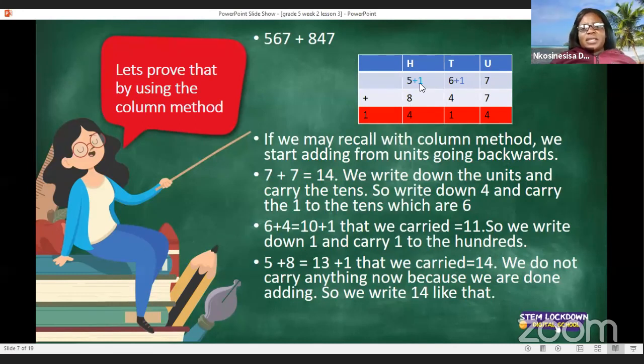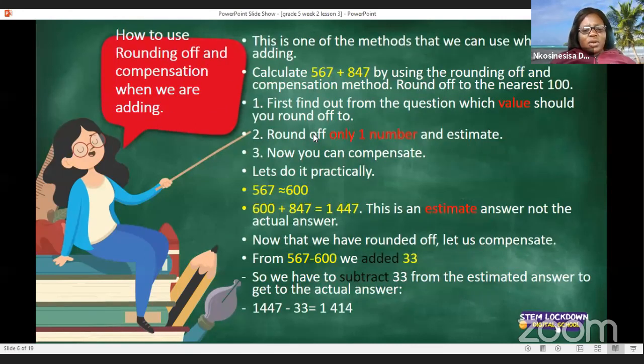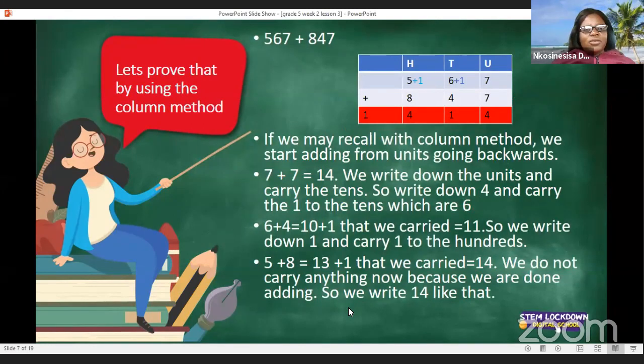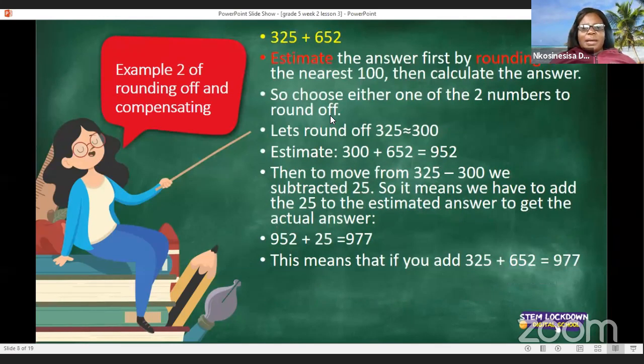So 5 plus 1 is 6, and then 6 plus 8 is 14. So we write 4 and then we write 1. So this is how we write it. If we go back to the previous slide, we said that the actual answer after we have compensated is 1,414. And then we proved using another method of addition. We used the column method, and we see that the answer is indeed 1,414. So that is how we do the column method.